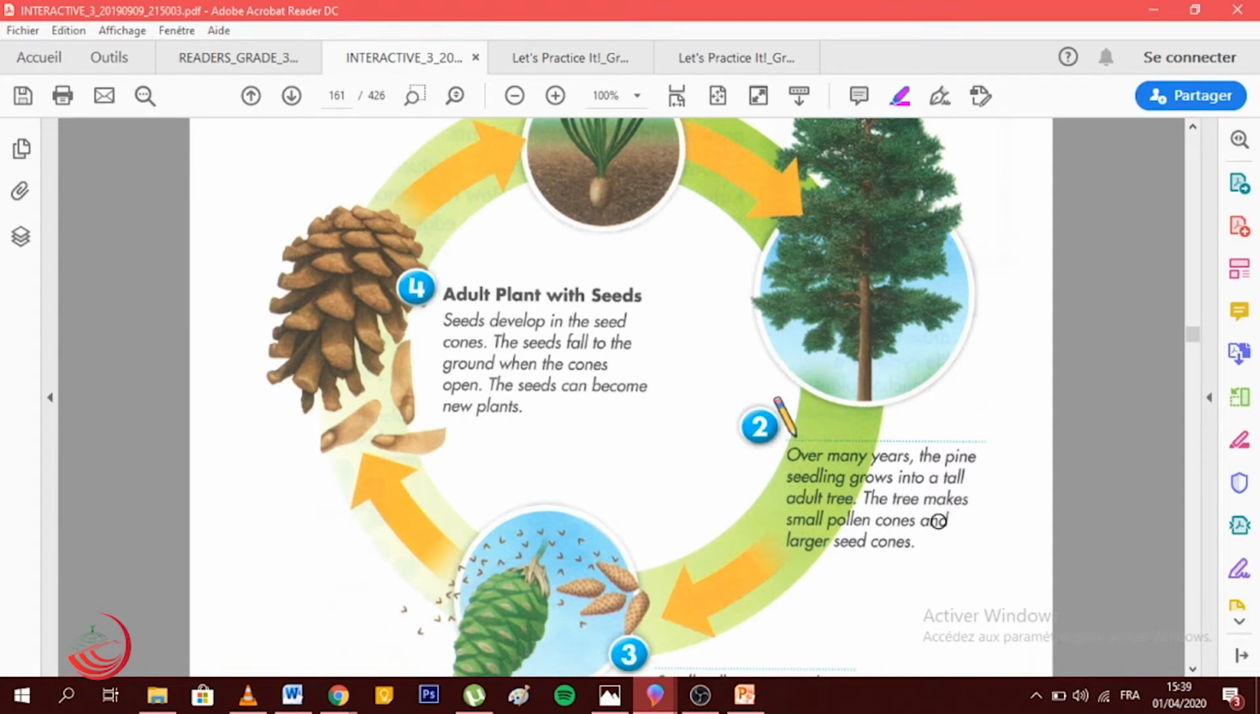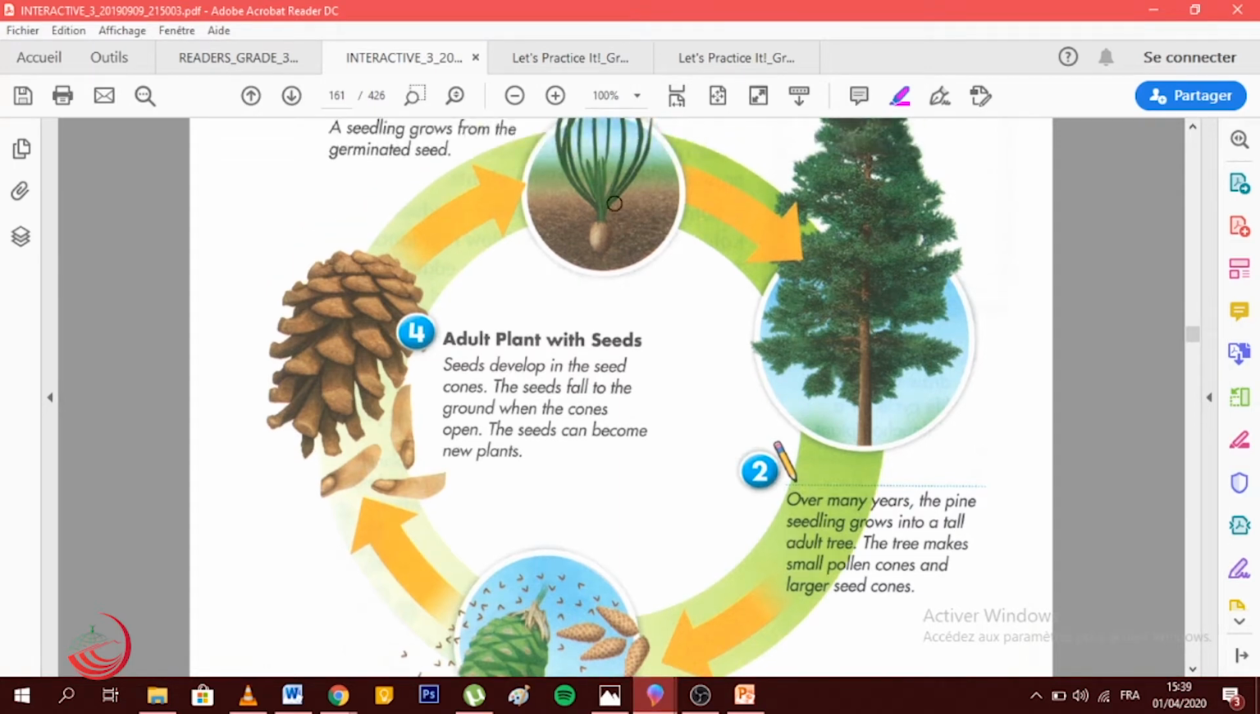The tree makes small pollen cones and larger seed cones. As we've seen, we have 2 kinds of cones, the small pollen cones and the larger seed cone, one that has pollen and one that has a seed. So this seedling, this tiny plant, grows into this tall, big, huge tree over many years. Okay, it can be 1 year, 2 years, even 10 years and 20 years and over 20 years.